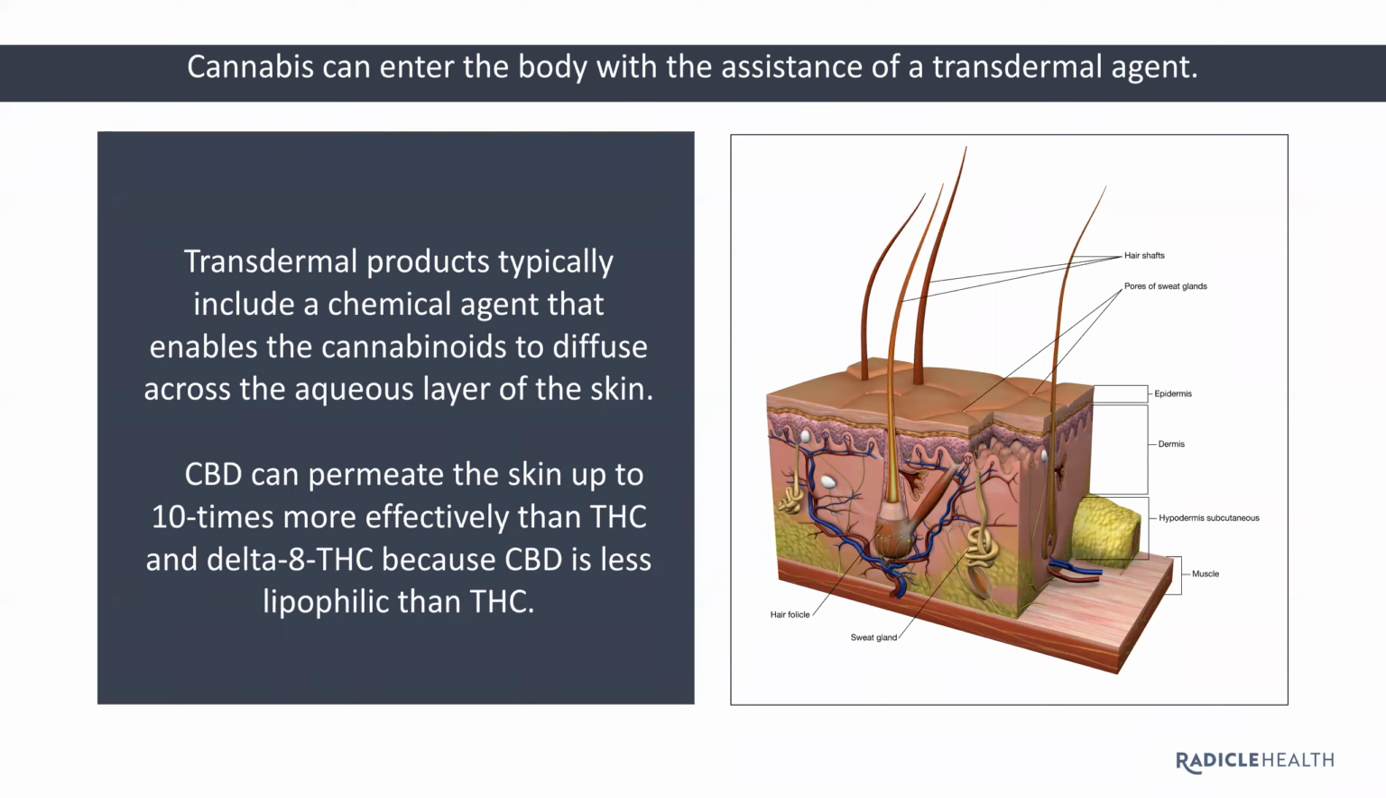We have some research to demonstrate that CBD can permeate the skin up to 10 times more effectively than THC, Delta 9, and Delta 8, because CBD in general is less lipophilic than THC. So often when someone wants to use a product transdermally or topically, something that's higher in CBD may be more effective. I've actually found that the acidics, so THCA and CBDA, can be really helpful for topical relief as well, because we know that the acidics are less lipophilic than the neutral forms, THC and CBD.